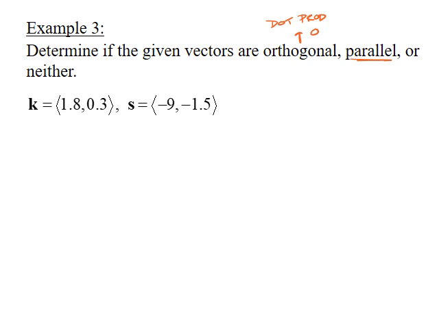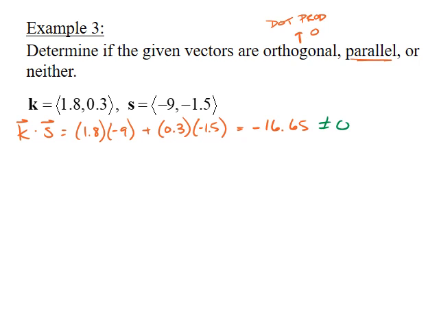Okay, so the first thing I would recommend doing is finding the dot product, because if the dot product is 0, you can stop. So the dot product here would be 1.8 times negative 9 plus 0.3 times negative 1.5. When you multiply this, you get negative 16.65. Now, this is not equal to 0, so I can conclude that this is not orthogonal. So these two vectors are either going to be parallel or neither.